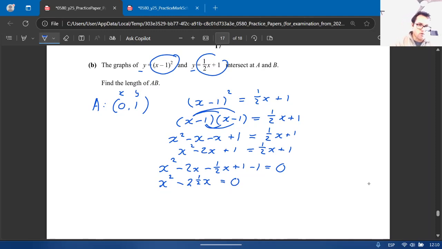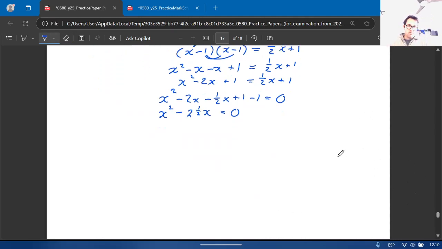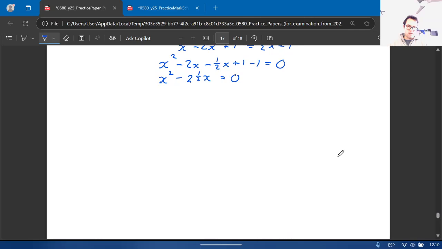Okay, we need to solve this now to find out what x is. How are we going to do that? There are different ways of doing this. One way is to factorize. Let's do that. Factorize out an x. Take an x from the first term and the second term, and write it in front. So we're left with x, because x times x is x squared.